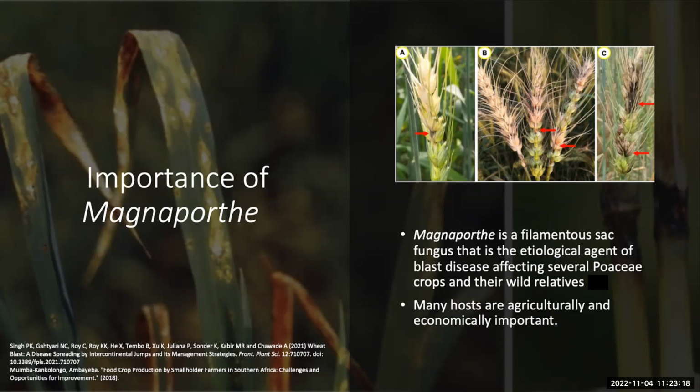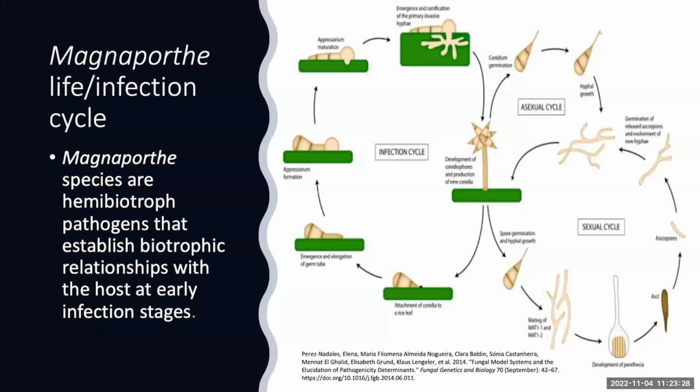So now that we've gotten over some basics about Magnaporthe oryzae, we will move forward to its lifestyle to better understand the species. Magnaporthe oryzae, like many fungi, can reproduce sexually or asexually, but it depends on the environmental conditions and the availability of a mate.